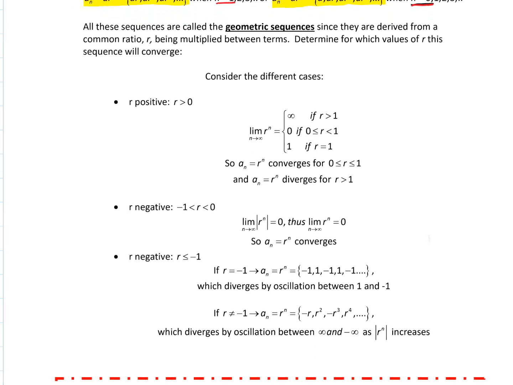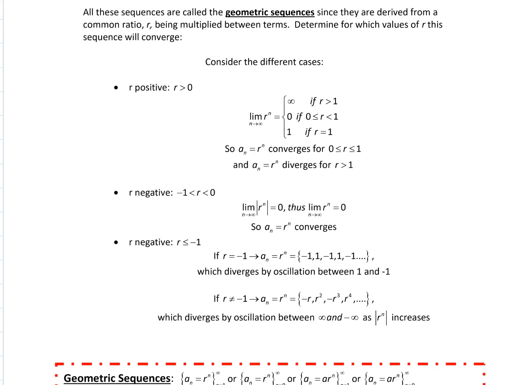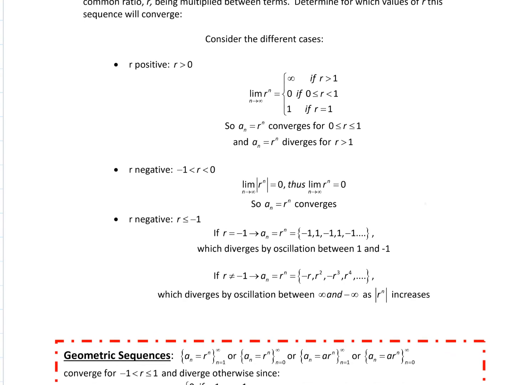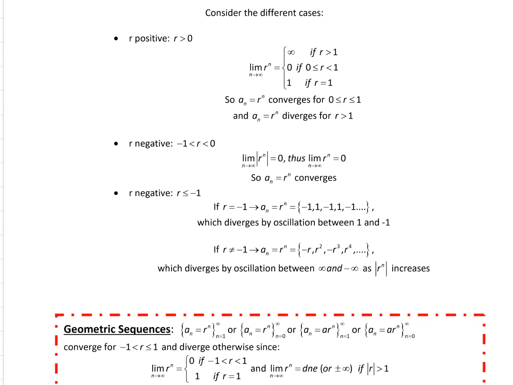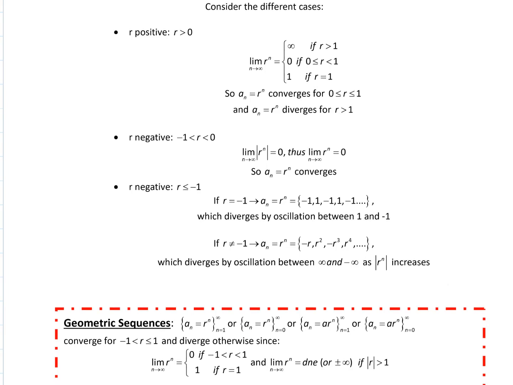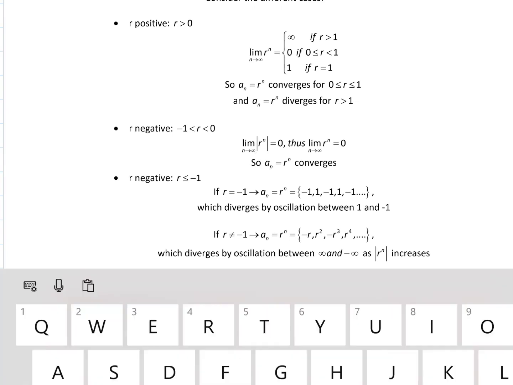Well, if r is negative, and if in absolute value it's between 0 and 1, meaning it's between 0 and -1, then if we take the absolute value of it, it goes to 0. Therefore, by our previous theorems above, the limit itself is going to be 0. So r sub n would converge here as well. r to the nth power would converge here too, a sub n.